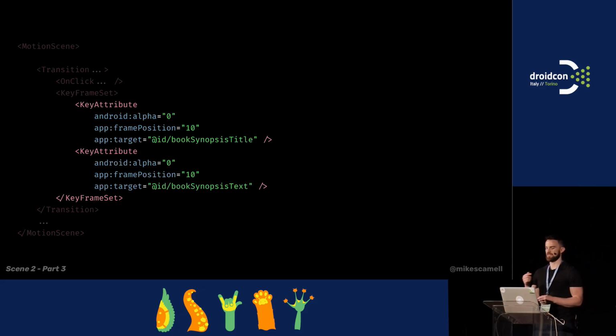So we just add in our keyframe set to our transition like before, target the synopsis title and text, set the frame position to 10 and set the alpha to 0. This means that the text alpha will start reducing from 1 to 0 from the first frame of the animation to the 10th frame. After the 10th frame, the text will be gone, so we won't see it anymore.